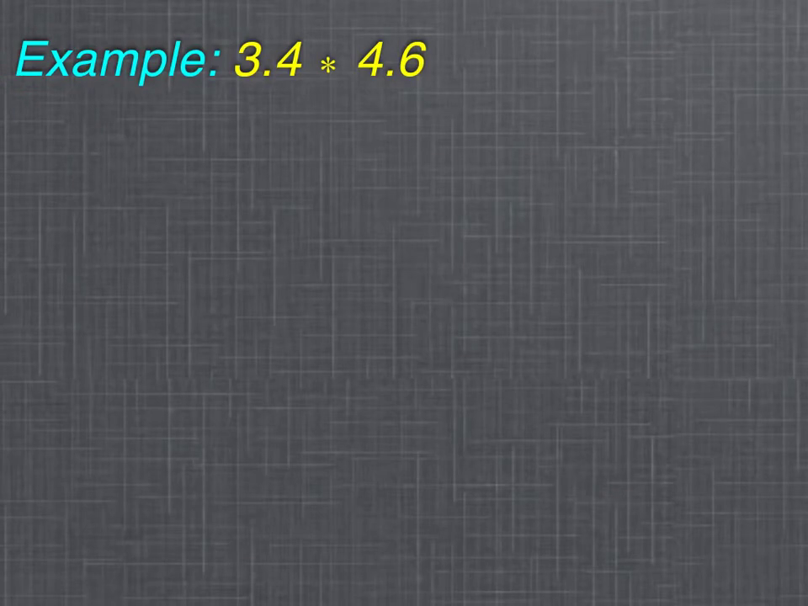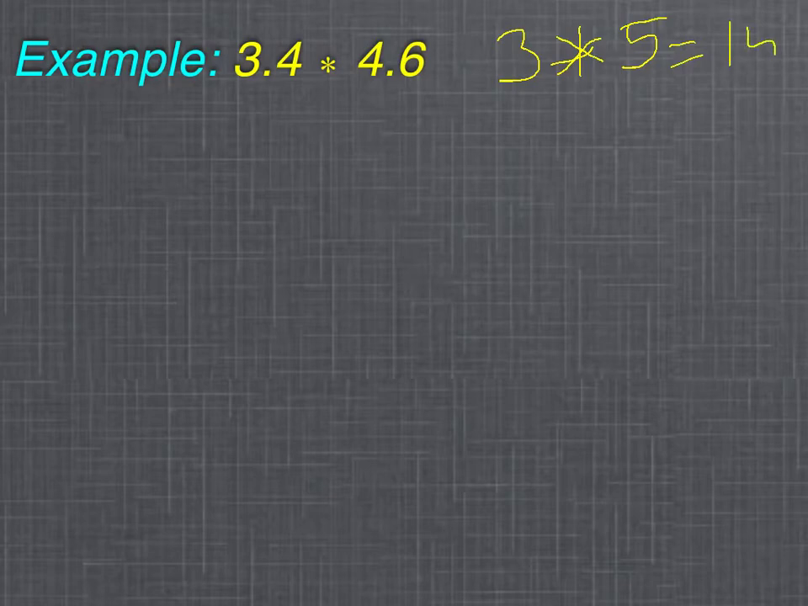3.4, we round to 3. 4.6, we round up to 5. So 3 times 5 is 15. So the answer will be in the tens place. Now we are going to ignore our decimals, and we're just going to multiply.